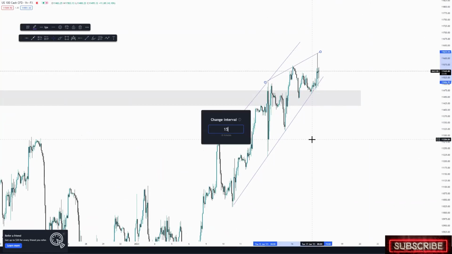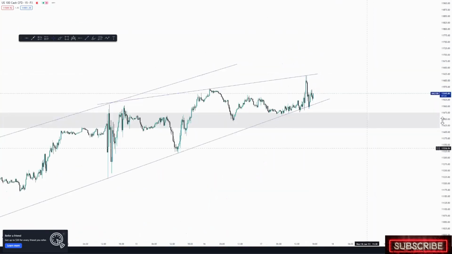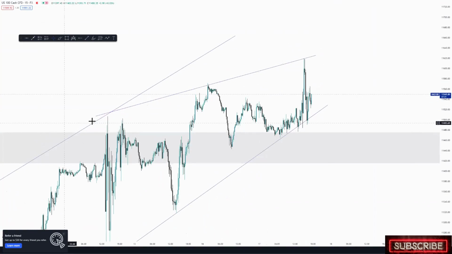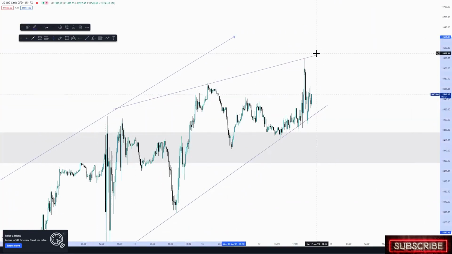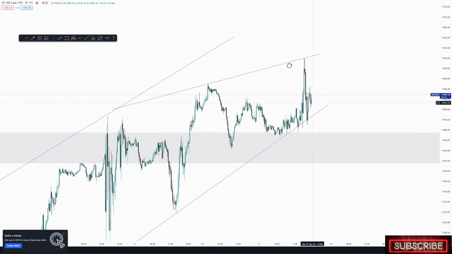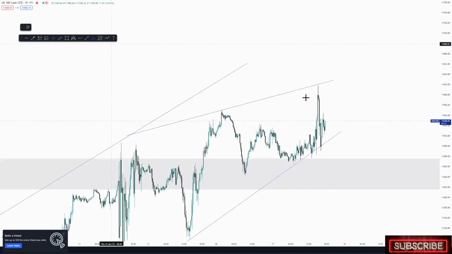So let's go to the 15-minute. On the M15, you can see that we have first, second, and third touch over there. We have the other one that we are anticipating somewhere there, right? So currently, we would say that Nasdaq looks more likely to be bullish.